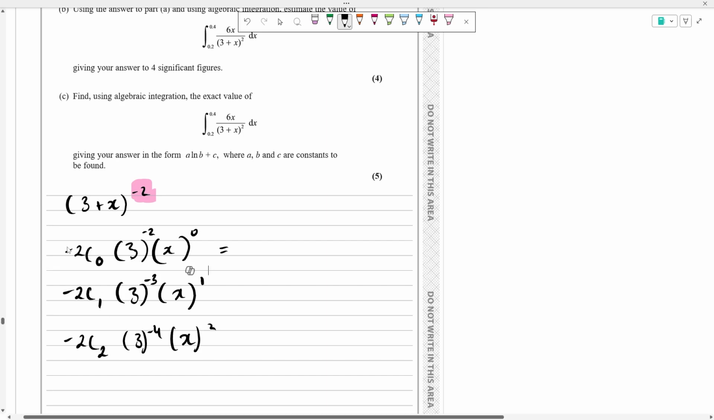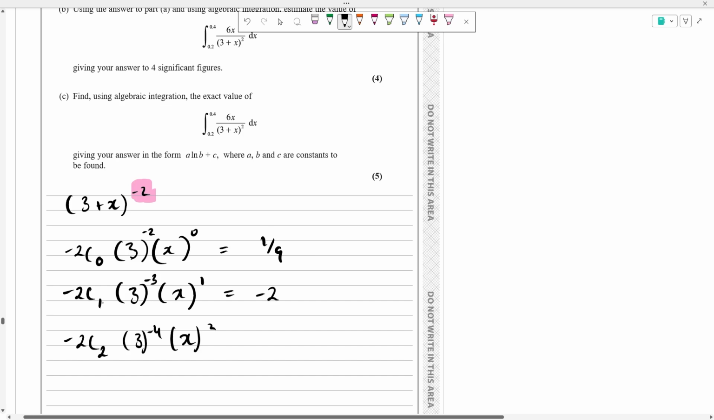First one is pretty simple. Remember, anything choose 0 is just 1. It's going to be 1 times by 3 to the -2. And x to the 0 is just 1 as well. So this actually just gives you 1/9. Very nice. Next bit, -2 choose 1.